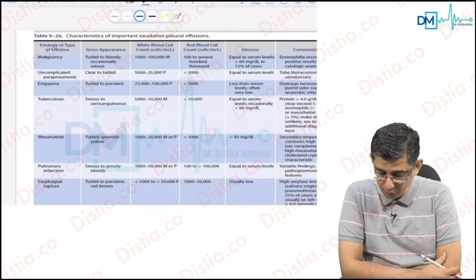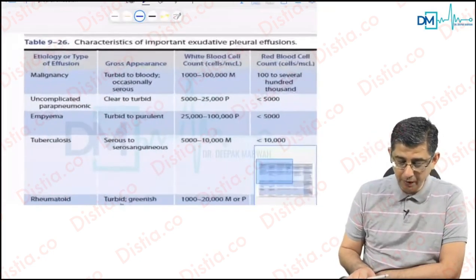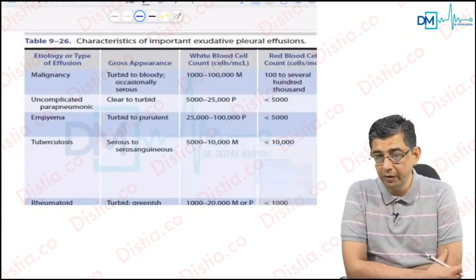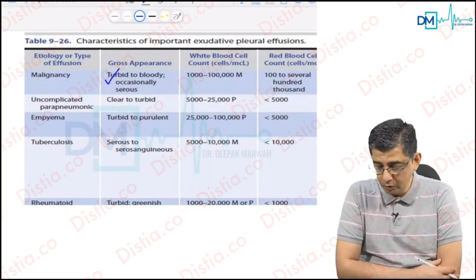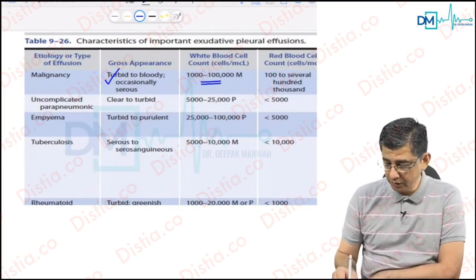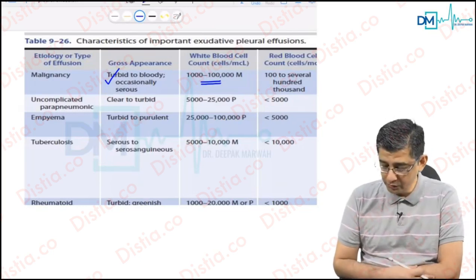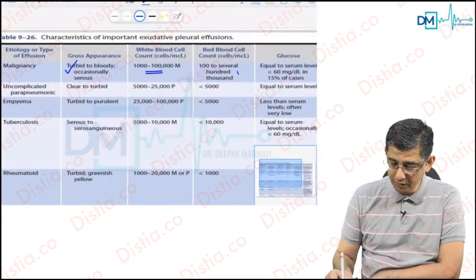Though I've explained them to you, I especially want to highlight malignancy. When it comes to malignancy, the fluid appearance will usually be turbid to bloody. Bloody, as I've mentioned, could also be TB and mesothelioma. The cell counts will obviously be in excess of 1000. It could be 100,000 cells, mainly even neutrophils present. Even red blood cells could be present there.